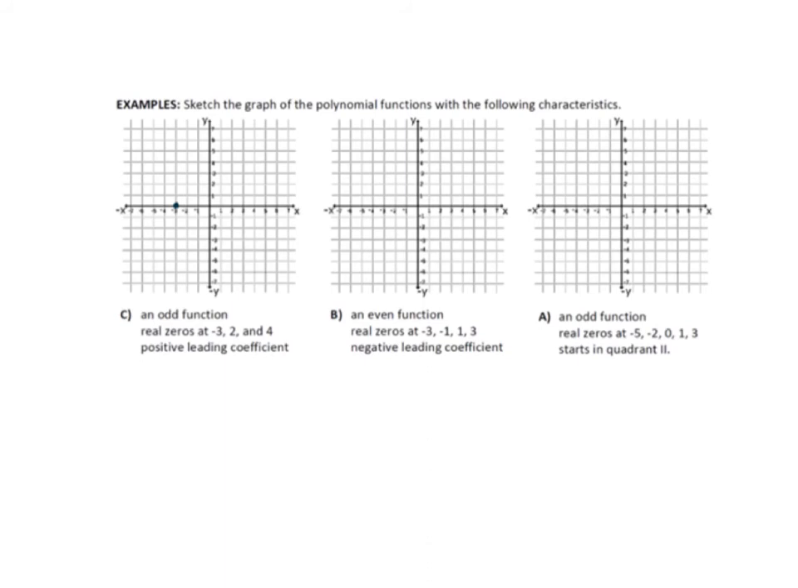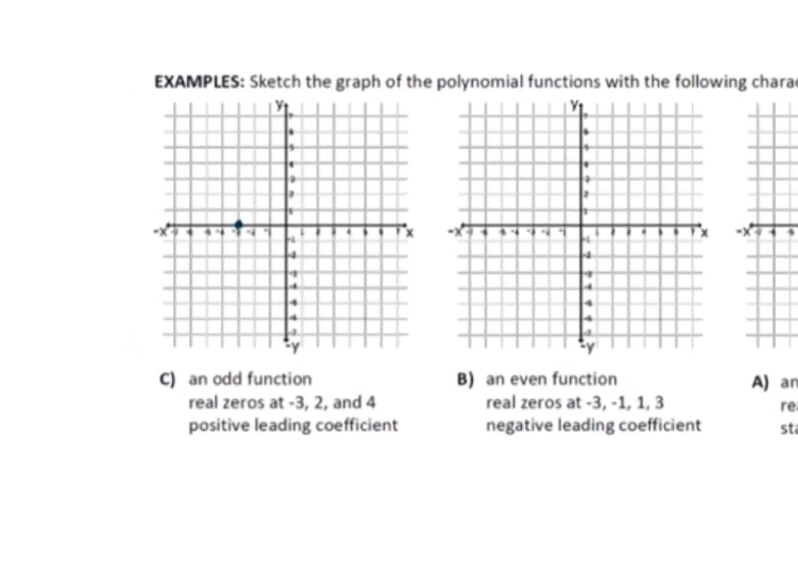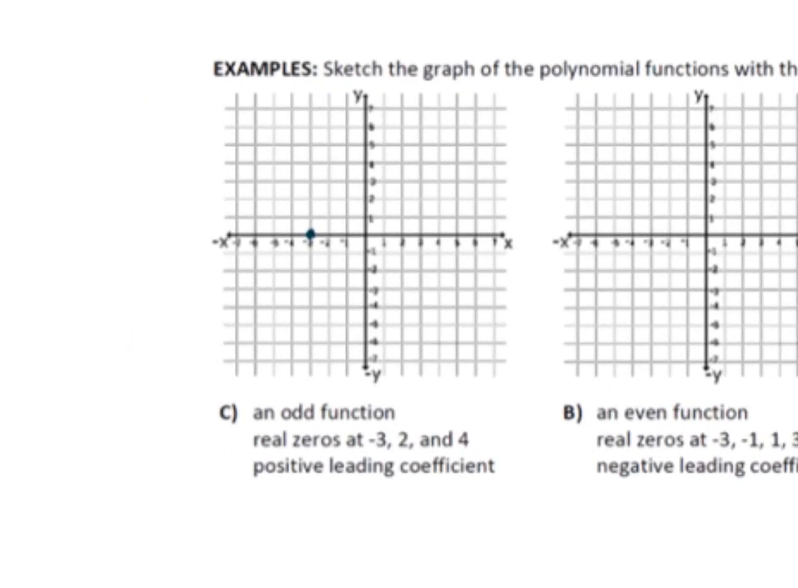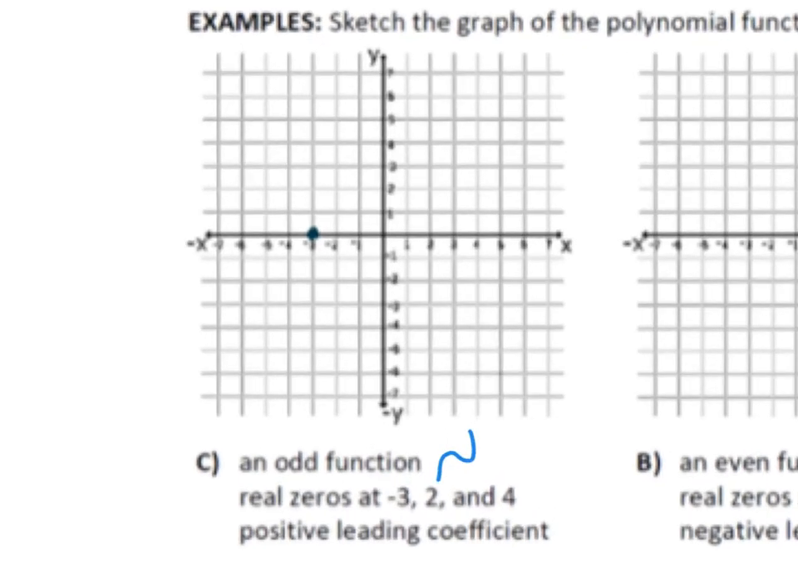Okay, so the last thing that we are going to do is practice when I give you some zeros and some information about a graph, so you can see how it actually works. Here on the graph, the first thing is it's an odd function. If it's an odd function, we know that it's going to go in opposite directions. It has zeros at -3, +2 and +4. It's kind of hard to read those numbers.